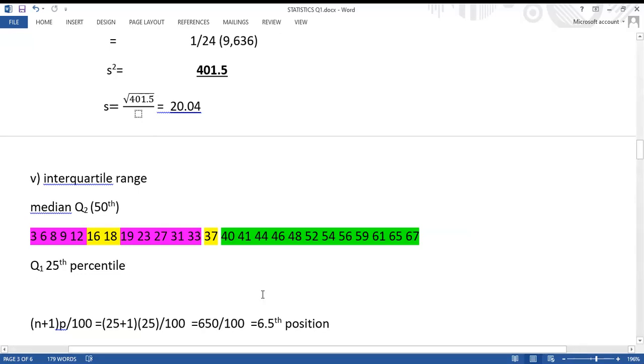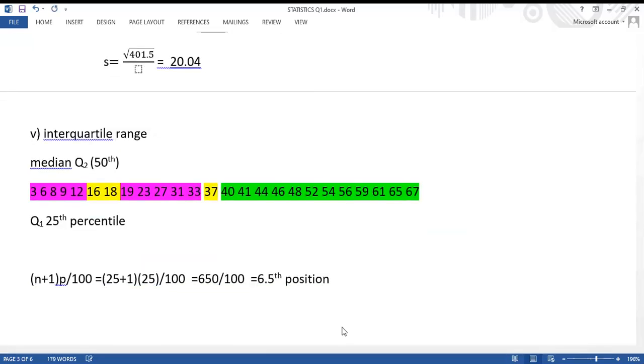So to get our Q1, since it's between two numbers, you say Q1 equals 16 plus 18. You find the average of the two numbers, 16 plus 18 divided by 2. What is 16 plus 18?